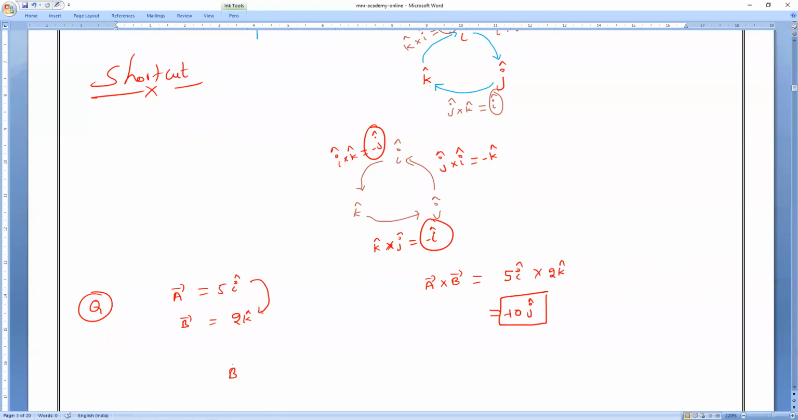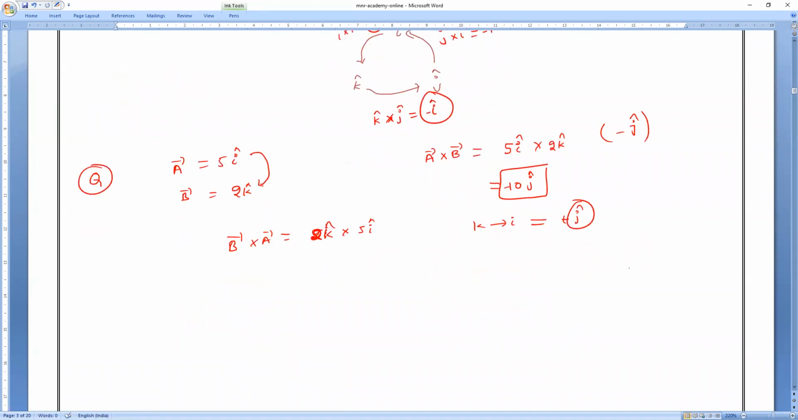Same way, B cross A. Can you tell me what B cross A will be? B is 2 K cap, and 5 I cap. K to I, positive or negative? Positive J cap. So B cross A is 10 J cap, while A cross B is minus 10 J cap. What is the answer here? 10 J cap.